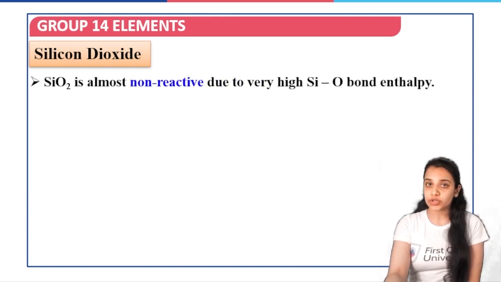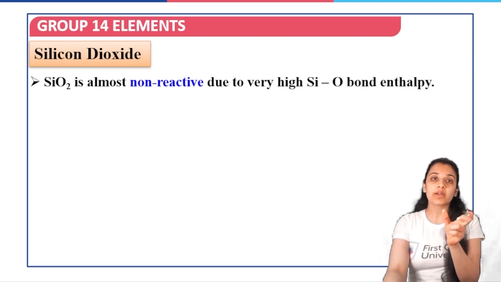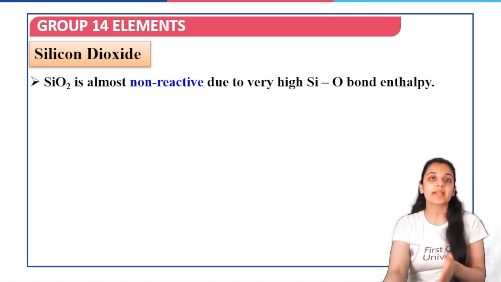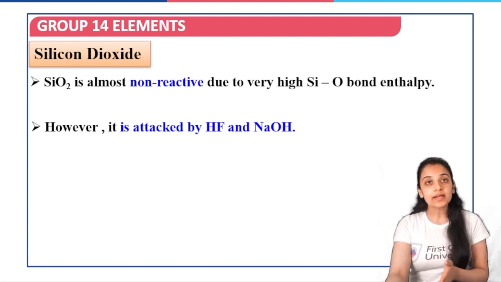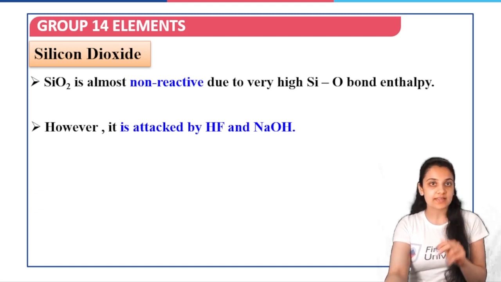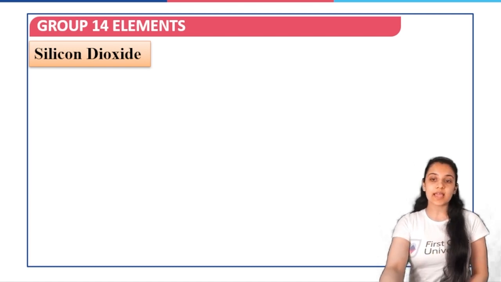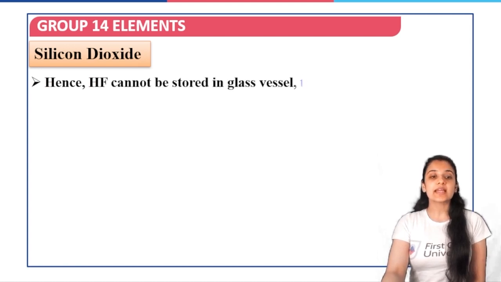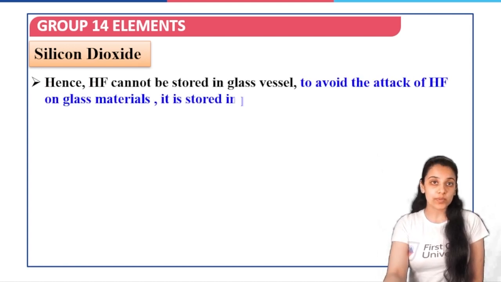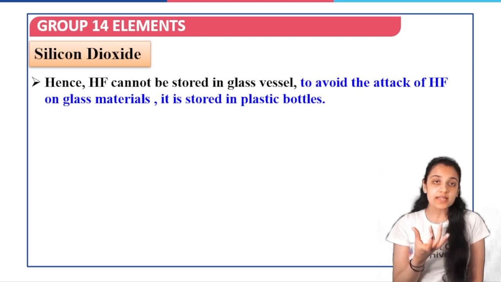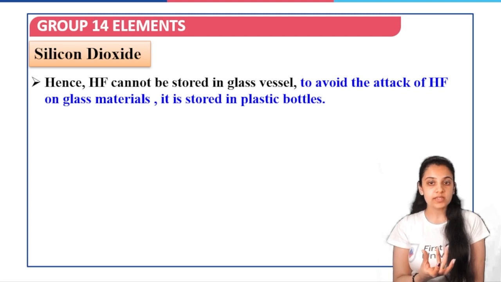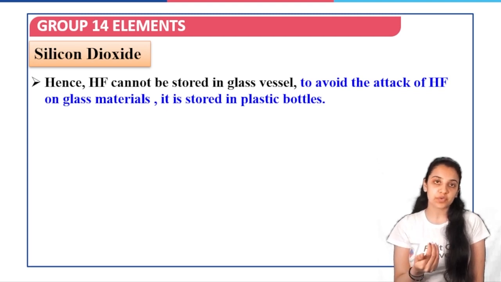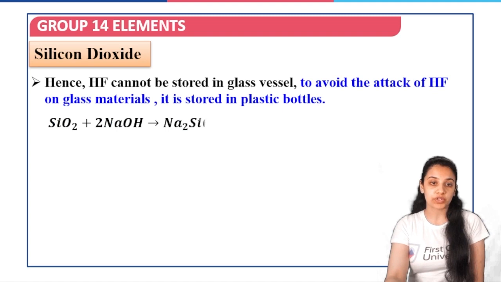SiO2 is almost non-reactive because the Si-O bond enthalpy is very high and it is very difficult to break this Si-O bond. Therefore, its reactivity is low. However, it can be attacked by two substances. One is hydrofluoric acid, that is HF, and the other is sodium hydroxide, that is NaOH. Hence, we can say that HF cannot be stored in a glass vessel because glass is nothing but quartz. Quartz is nothing but silica. So, therefore, HF cannot be stored in glass vessels. And in order to avoid the attack of HF on glass materials, we store it in plastic bottles.